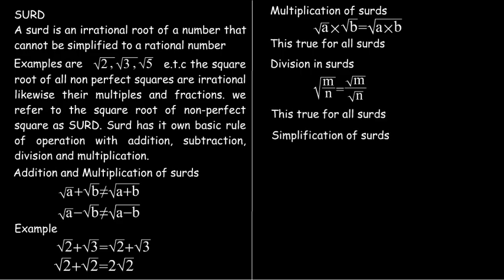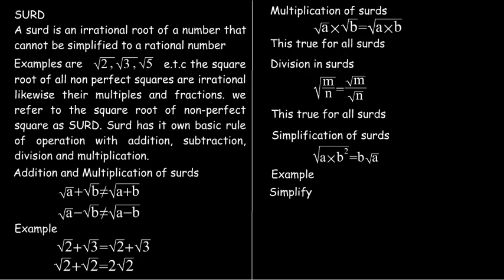Now for simplification of sword, that is if you have a sword that has both a rational side and an irrational side. For example, we have the square root of a times b square, and we know that we can find the square root of b square to be b. This will be equal to b root a.